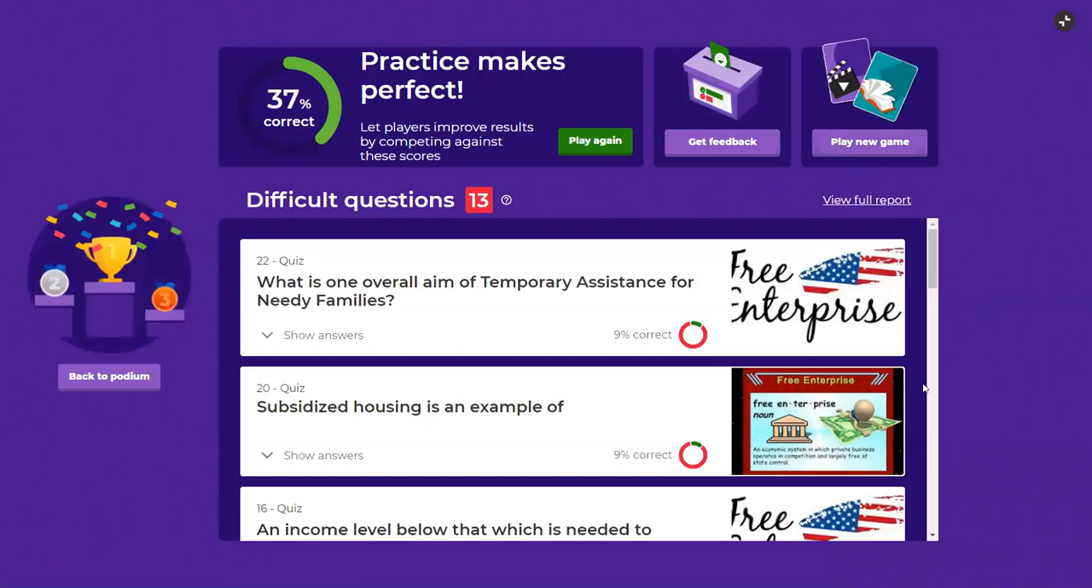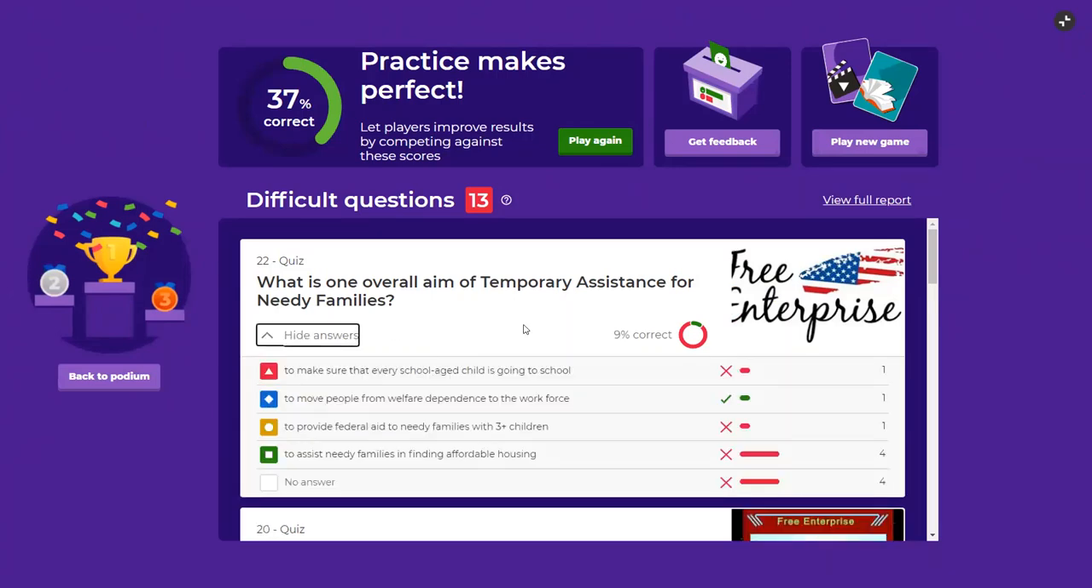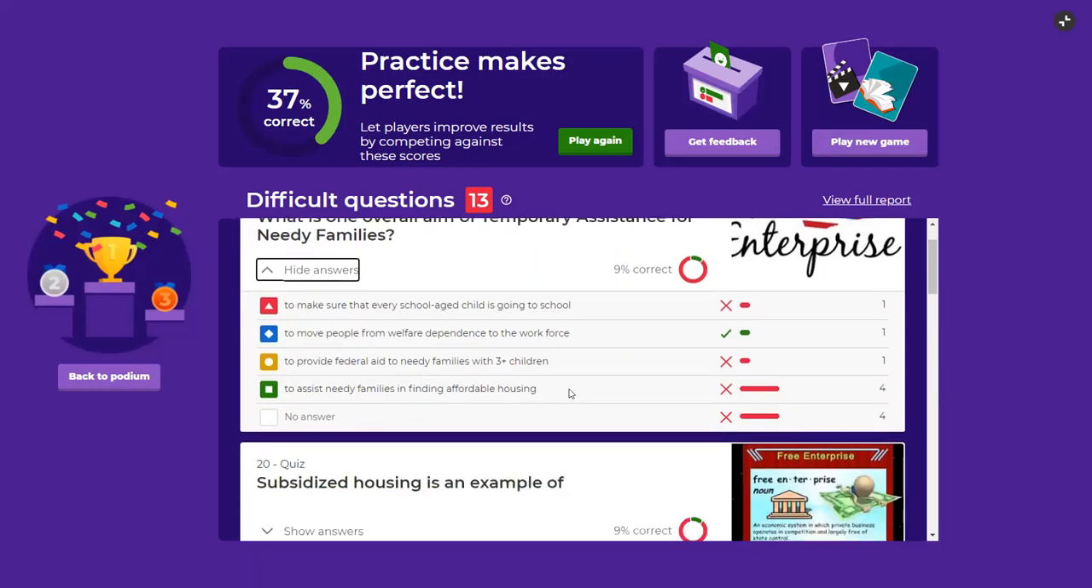Okay, so going over a couple of these. Here are some questions that were missed. When we talk about what is one overall aim for temporary assistance for needy families, that there, right, that there was the Clinton administration making a deal with the Republicans, putting a time limit on the length that somebody could be on assistance in exchange for workforce and education money.